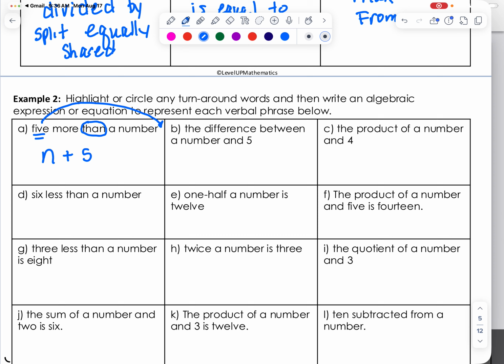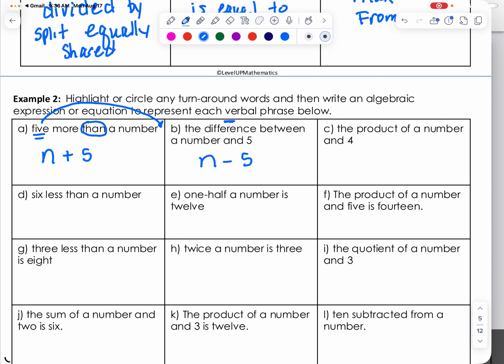All right, B, the difference between a number and 5. Now, in this problem, there's no turnaround words, so we can translate it directly. The difference means subtraction, and that means we're going to subtract a number and 5. So N minus 5. The difference between a number and 5 can be translated as N minus 5.